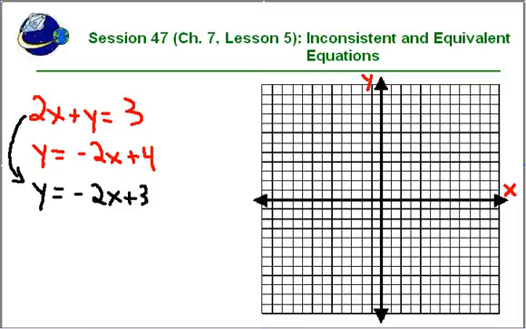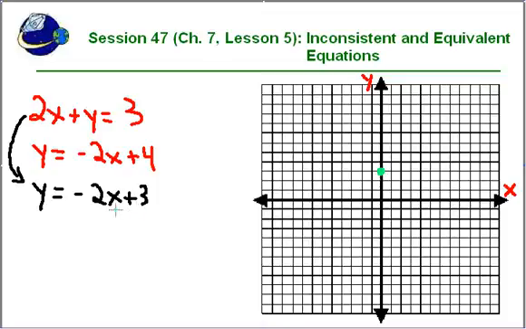Okay, then, with that in mind, let's go ahead and plot some points here. First of all, in this slope-intercept form, we know that our y-intercept is 3, because when x is 0, minus 2 times 0 is 0, 0 plus 3 is 3, y equals 3. So let's go here and plot that first point. X is 0 and y is 3.